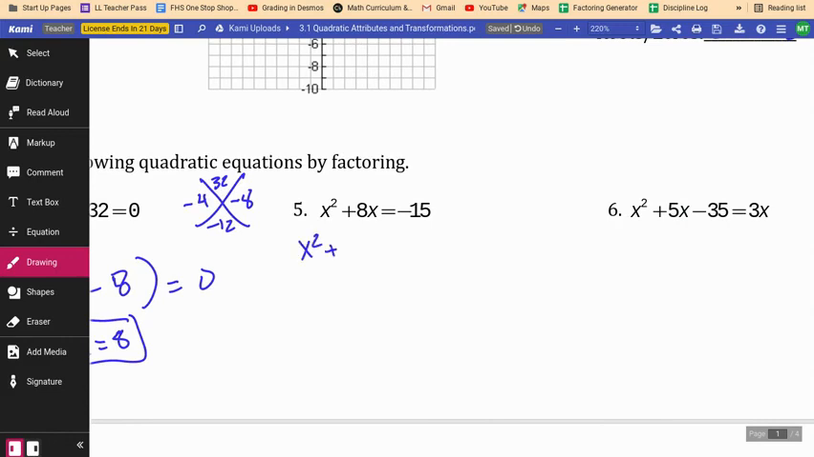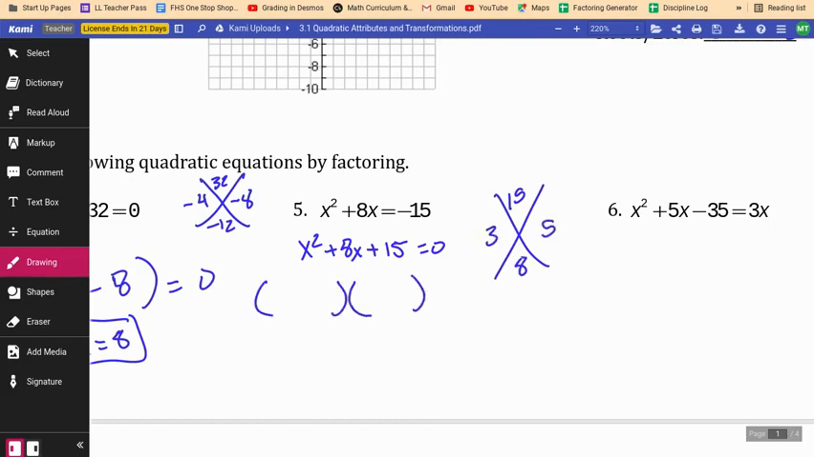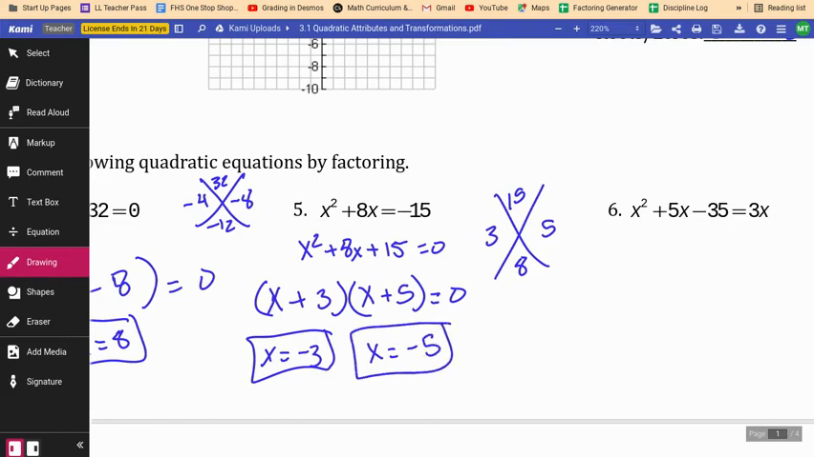Number 5, same concept, except I have to bring the 15 over to the other side. So my new equation is going to be x squared plus 8x plus 15 is equal to 0. Now I can factor 15 and 8. 3 and 5 are the two numbers that satisfy that. (x plus 3)(x plus 5). That means x has to equal negative 3 or x has to equal negative 5 for that to be true. Again, these are known as my x-intercepts, zeros, roots, or in this case, solutions.